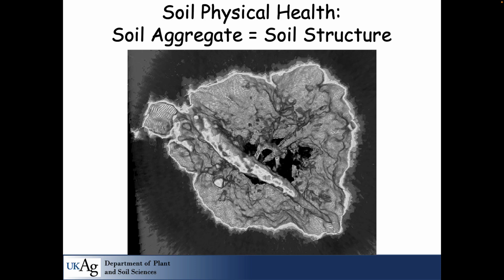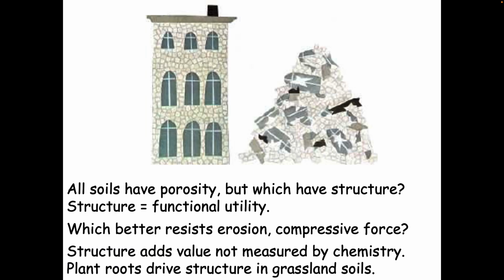The aggregate is the basis of soil structure, and it is the basis of soil physical health. All soils have porosity, but which one of these has structure, functional utility? If you beat the heck out of a soil with a vertical tillage tool, which one of those do you have? Which one of those is better able to resist erosion and a future compressive force, compaction? The problem with structure is you can't assess it by sending a sample to a soil test lab, at least not very easily. There's some soil health test kits where you can send in kind of a lump of soil that you dig out and put in there.